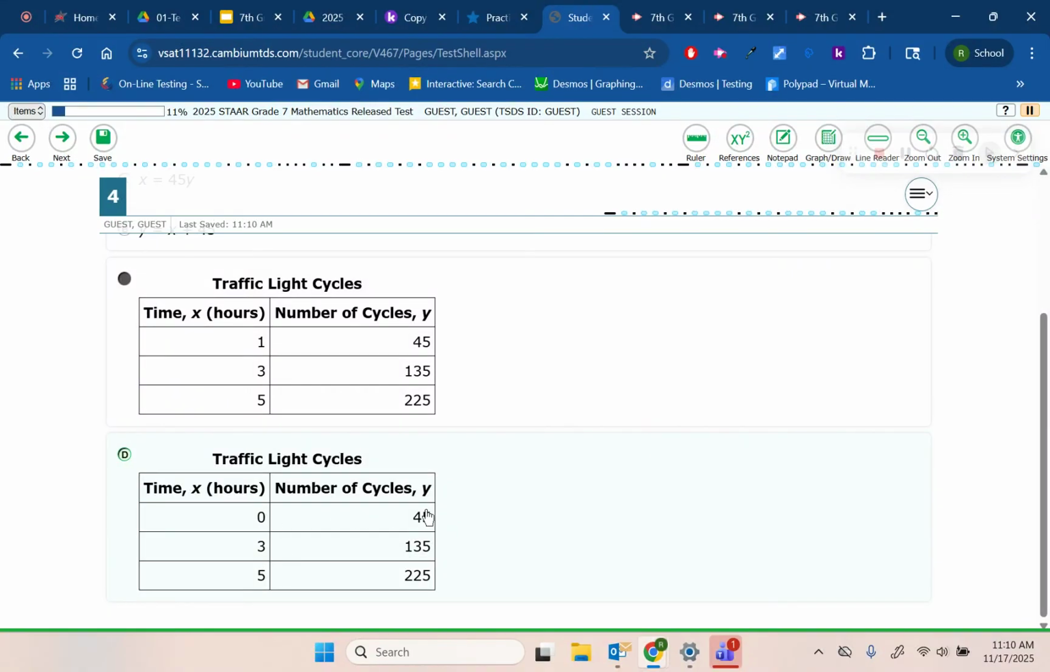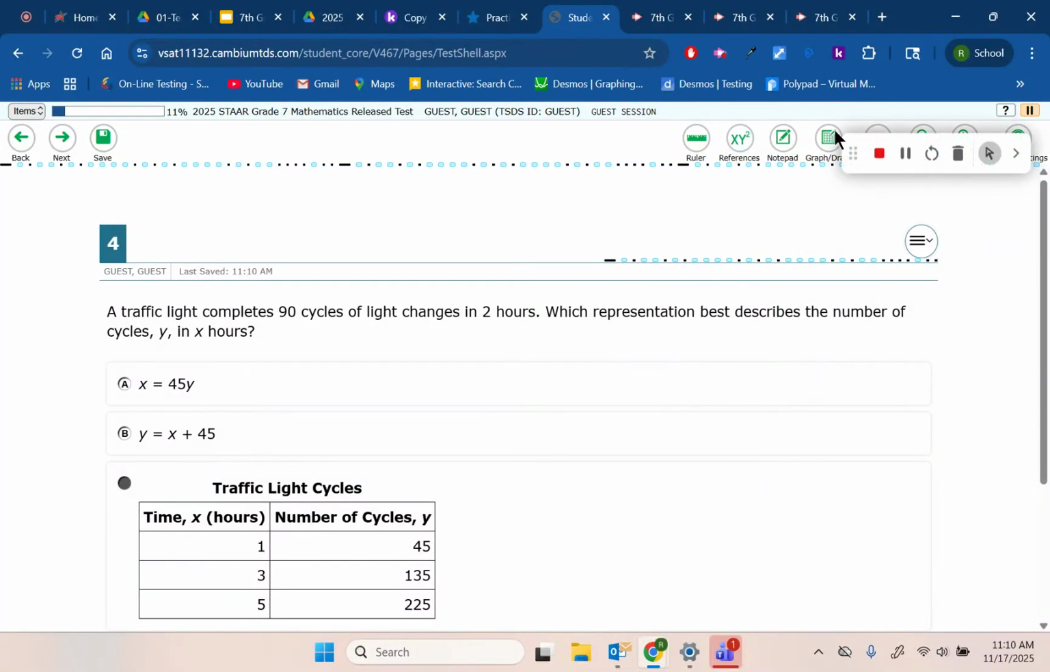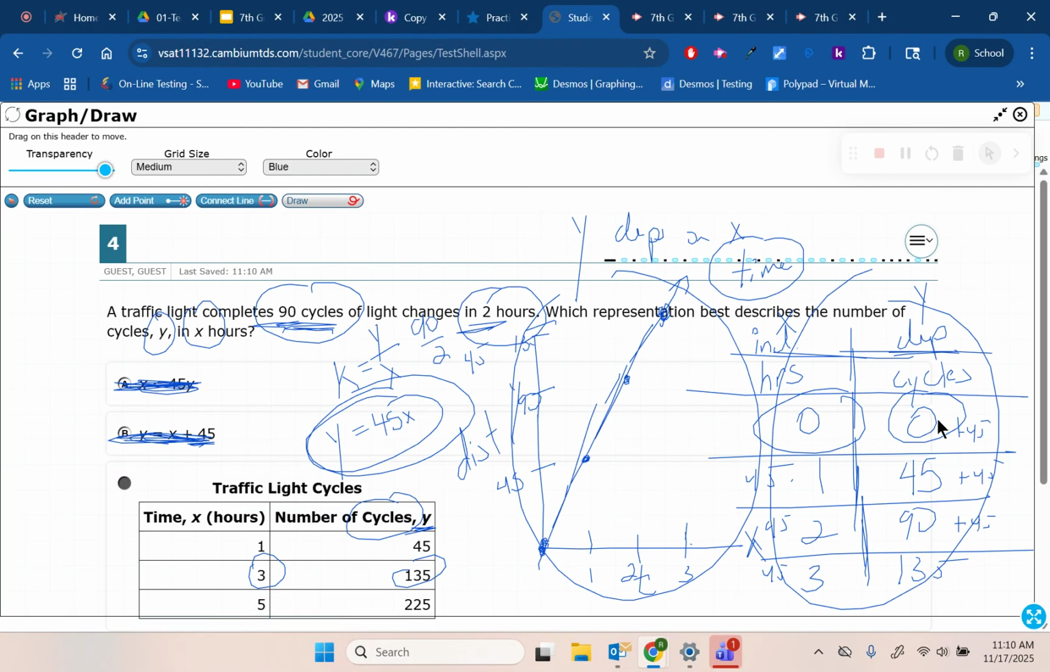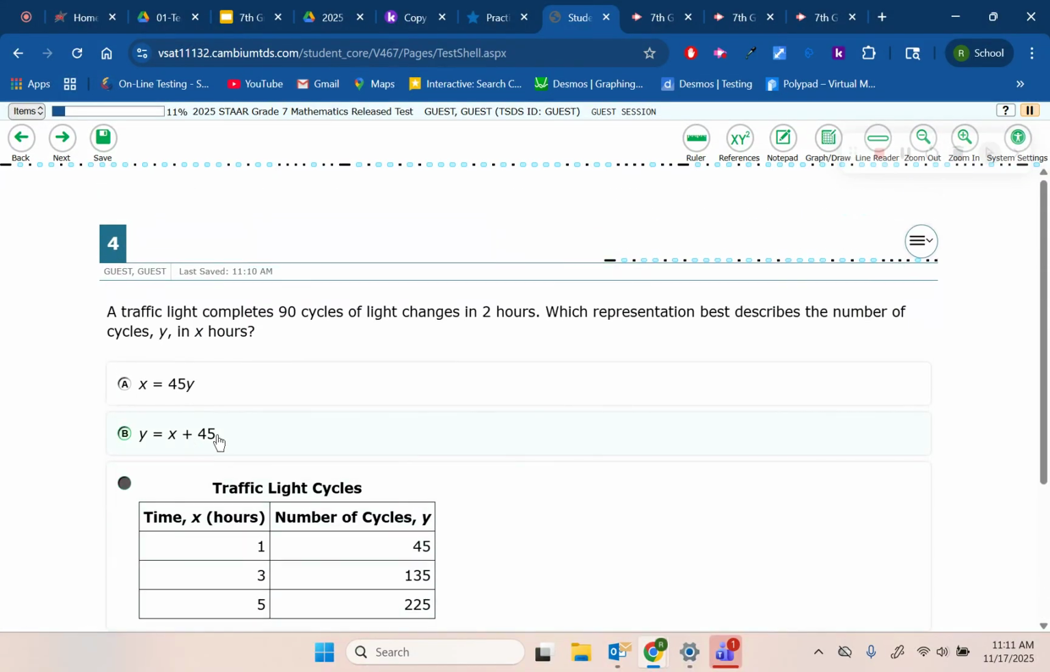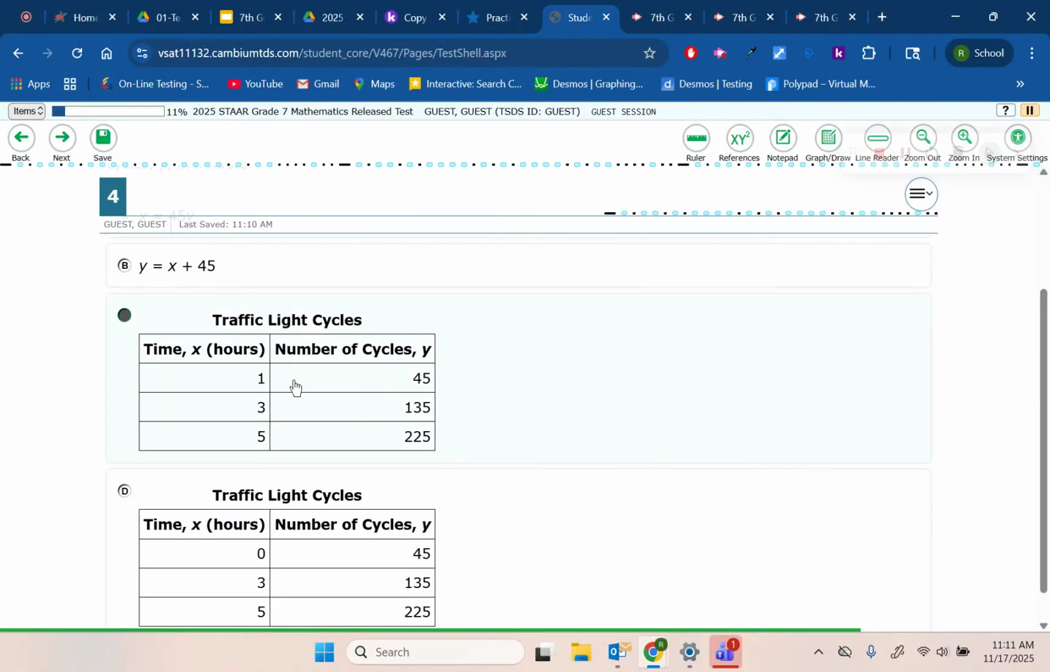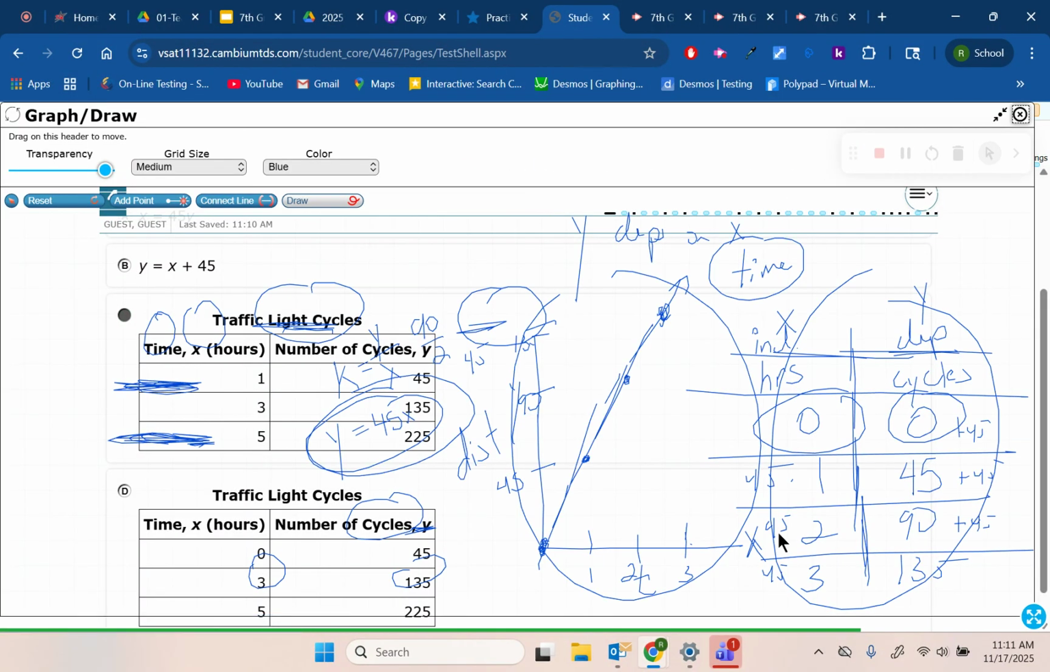Now, let's make sure it's not the other one. At 0, it's 45. No. What did we get with our graph? We got 0, 0. Because if it's at 0 time, we haven't done anything, there are no cycles happening. So you cannot have that 0 and 45. If this were y equals 45x, it'd be the answer. The only thing that's matching right now is the table. So that's the only representation that works, which is our table, which I worked out right here.